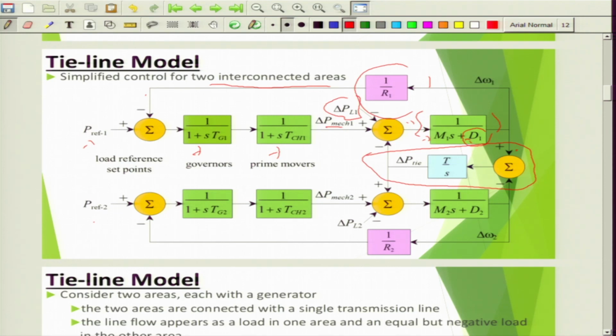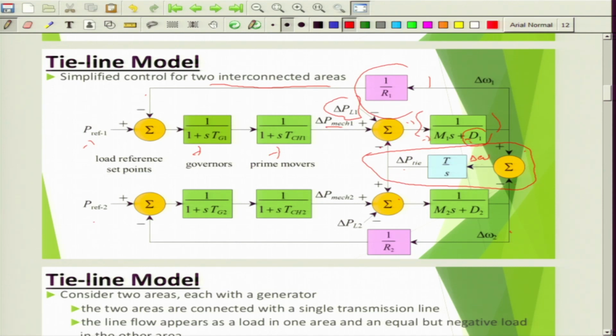Whereas this is delta omega 1 minus delta omega 2. Similarly, there is also a delta omega 2 factor which is coming from the second network. Delta omega 1 minus delta omega 2 is delta omega. This delta omega is interrelated to delta PTI. From the previous expression we got T by S into delta omega will give you delta PTI. This is positive for one network and negative for another network.